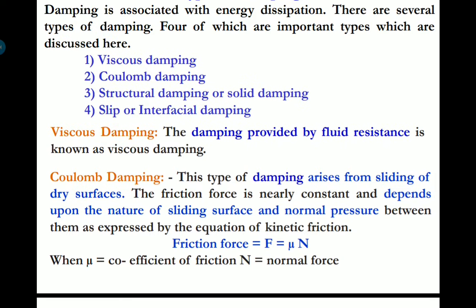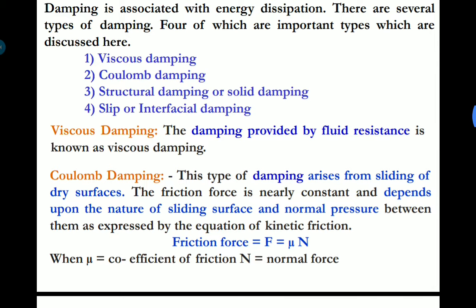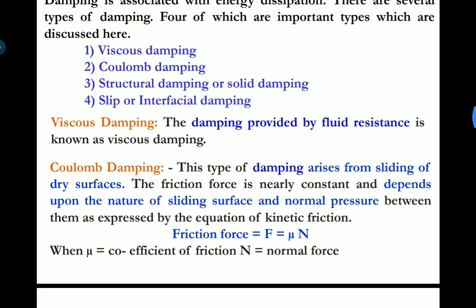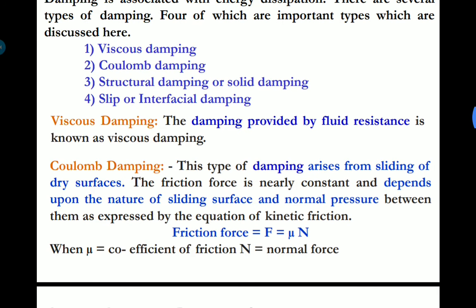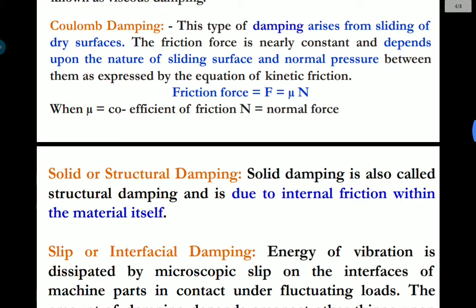The next one is Coulomb damping. Coulomb damping arises because of the sliding between dry surfaces. When two surfaces under dry condition slide, friction is created and a frictional force acts in that area. We can represent the frictional force as F equal to mu into N, where mu is the coefficient of friction and N is the normal force.